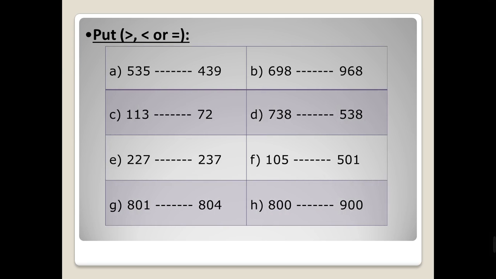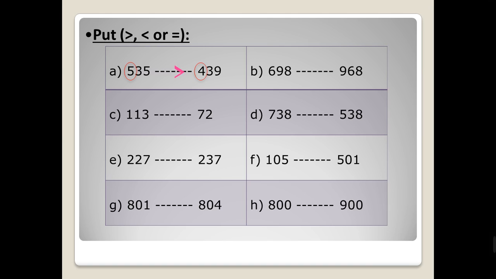Put greater than, smaller than, or equals. A, we have number 535 and 439. First, look at the hundreds place in the two numbers. Okay, 5 and 4. 5 is greater than 4. So 535 is greater than 439.